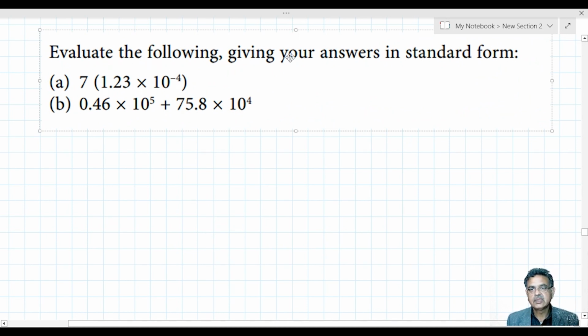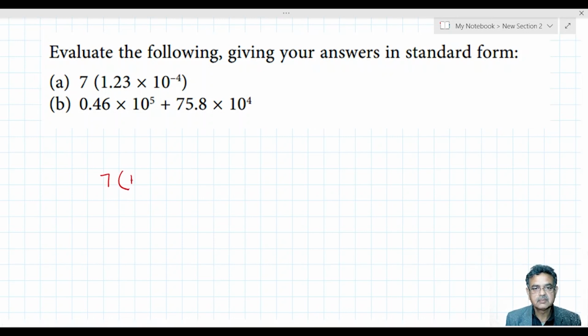Evaluate the following, giving your answer in standard form. This is 7 multiplied by 1.23 multiplied by 10 power minus 4. Most of the times, questions of this topic you can expect in paper 1. There are rarely questions in paper 2 about these concepts of indices and standard form.